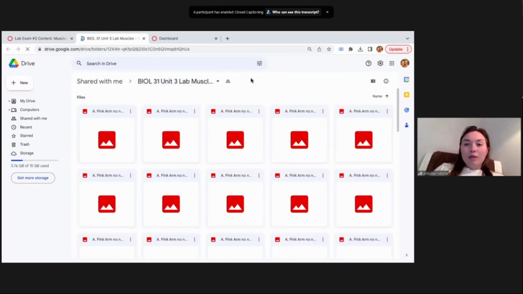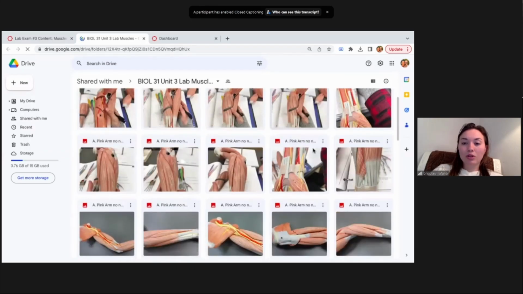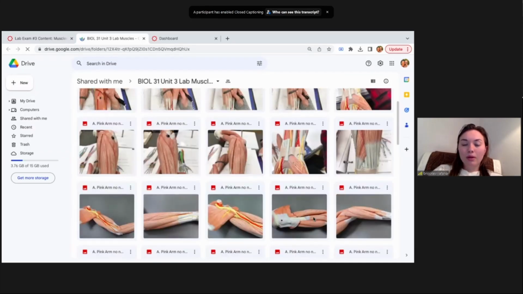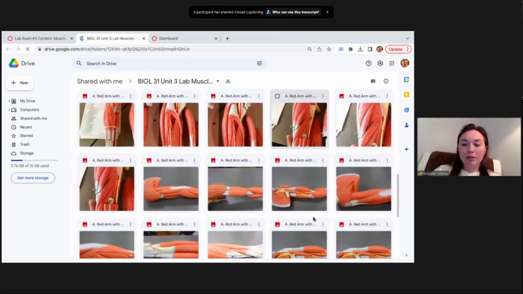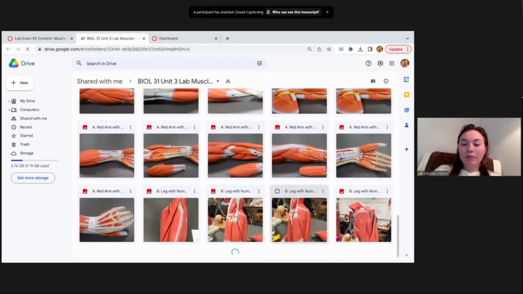Then on Thursday morning, we will go over the brain model and the spinal cord lecture. Okay, so today brain lecture, and then Thursday spinal cord lecture. Do you guys have any questions for me at all about lab, maybe about your lab packet or studying?